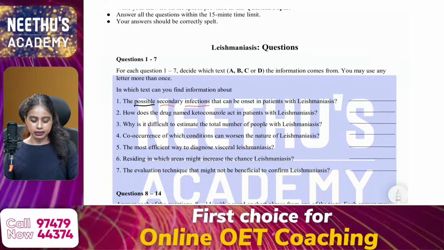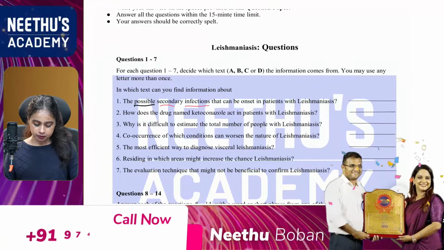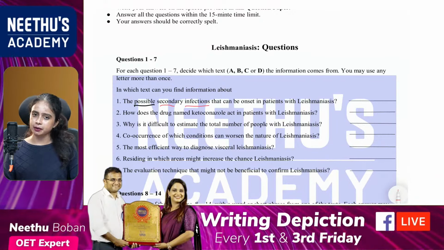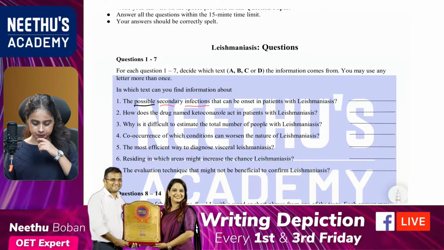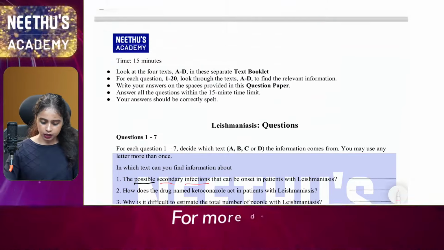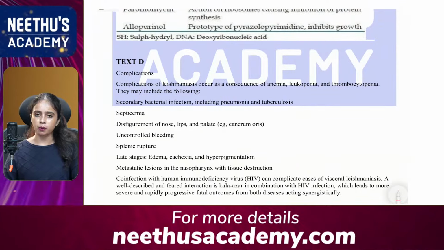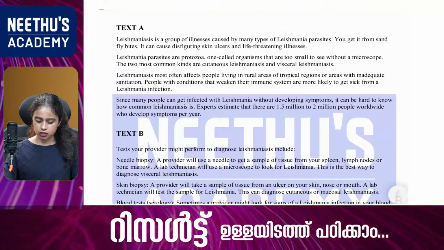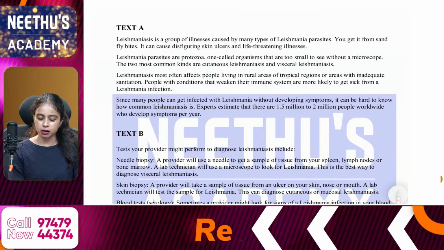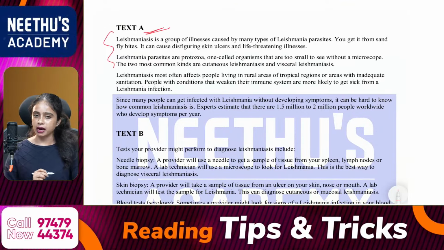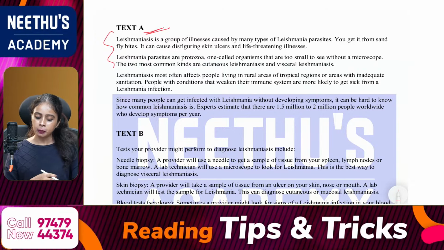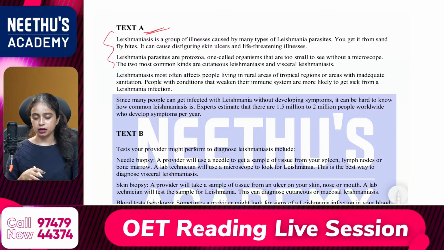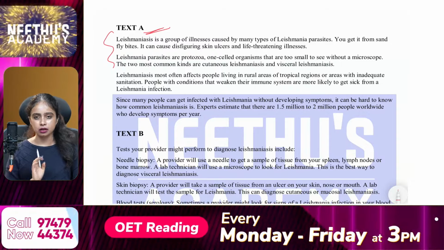Okay, so what is your answer for the first question? So that is from text D. How is it text D? Yes, Reshma, Megha, Tessie, Juby, it is text D. Why is it text D? As you can see here, text D is all about complications. Okay, so let's check this particular text. Text A is all about this particular condition, leishmaniasis. So what is leishmaniasis, and what about the prevalence?